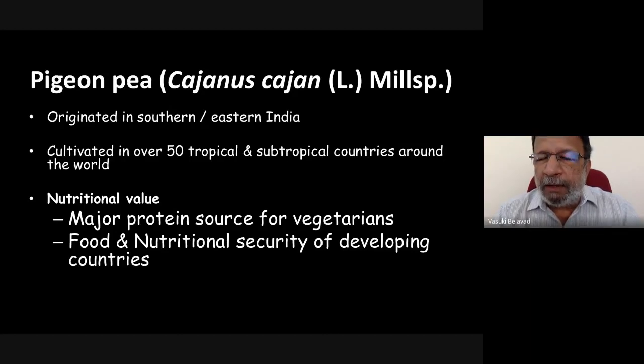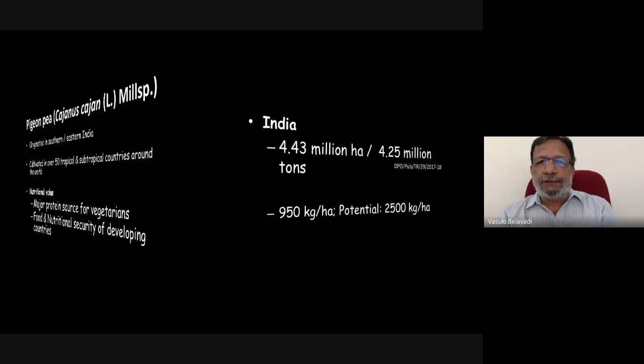Now, I often tell my students that pigeon pea can be called the princess of the pulse crops, because without pigeon pea, I think no Indian family will have lunch or dinner. Without dal, we will not have lunch or dinner. So it is the most important ingredient in the family. That's the reason why I prefer to call it the princess of pulses.